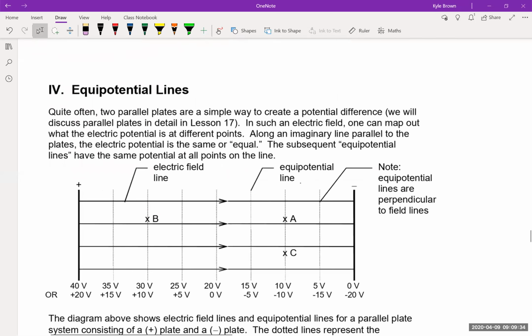We'll move on to the next one though. So next part here is equipotential lines. And it's really similar to the same thing as above.